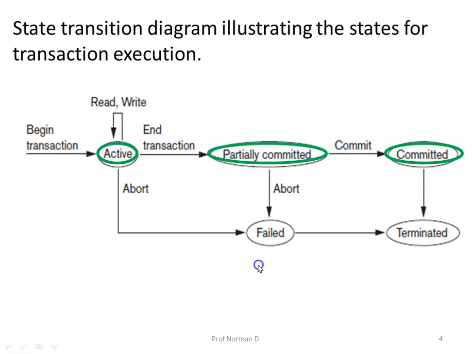However, a transaction can go to the failed state if one of the checks fails or if the transaction is aborted during the active state. The transaction may then have to be rolled back to undo the effects of its write operation on the database. The terminated state corresponds to the transaction leaving the system. So this is how the read and write transactions are taken care of.